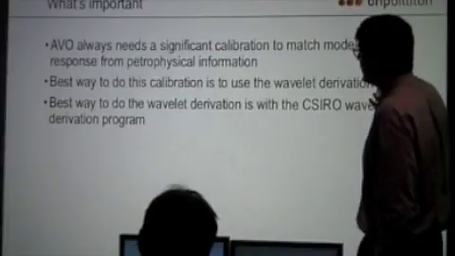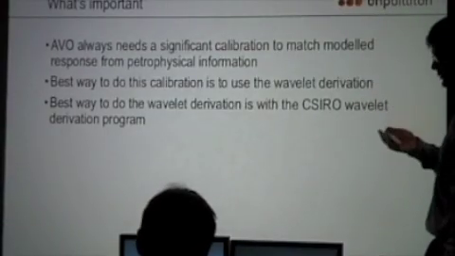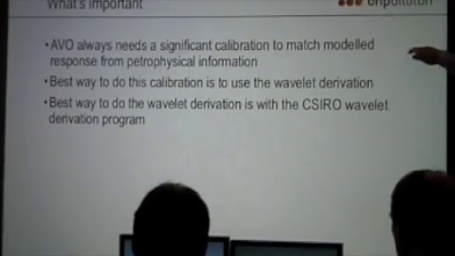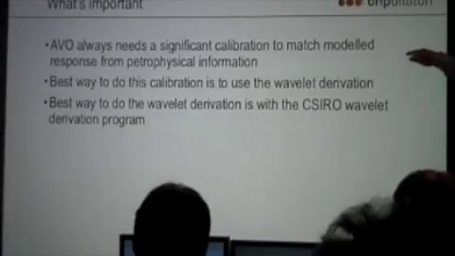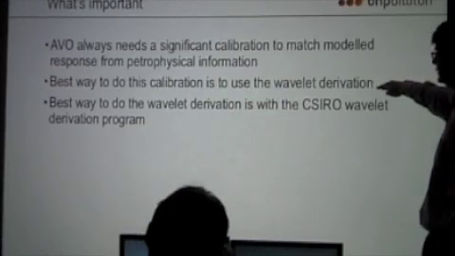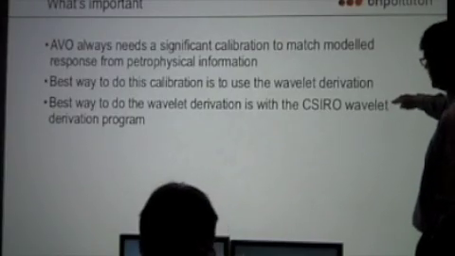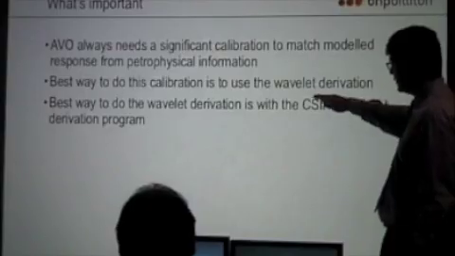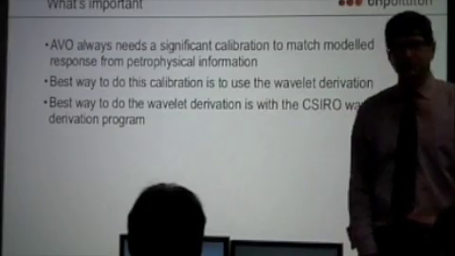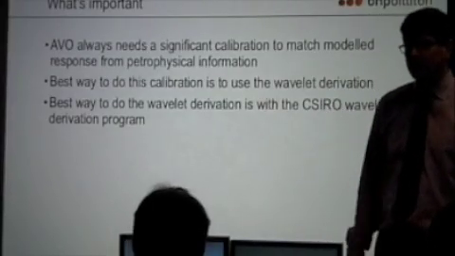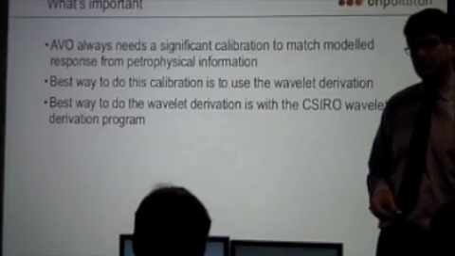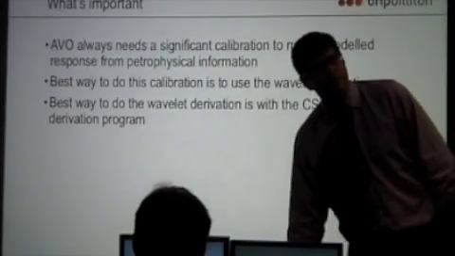But anyways, let's go about what's important here. And a lot of things you're going to learn the practical way. But AVO always needs a significant calibration to match the model response from the petrophysical information. The best way to do this is with a wavelet derivation. And for several reasons that we've talked about, this wavelet derivation program that was developed for us by CSIRO in Melbourne, we really have found has been the preferred method of use, and is what we use on a daily basis.